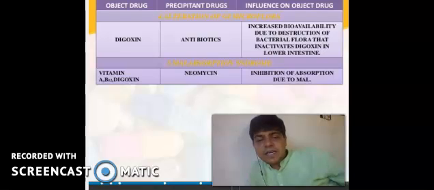The remaining parts, that is metabolism, distribution, and excretion, we will discuss in the next part. So please visit the next part of this drug interaction.